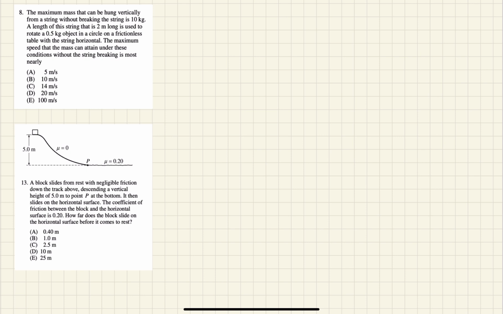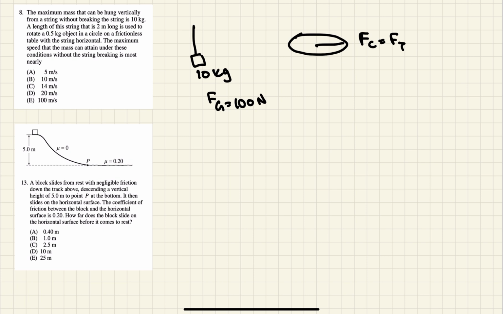So this one's a circular motion problem, basically saying if you have a string that can hold a 10 kilogram mass, well, what force can it hold? I'm going to use g as 10 here. That's going to be Fg is equal to 10 times 10, or 100 newtons. And so that is basically the maximum tension force of the string. Now, if you spin it around in a horizontal circle, that means the centripetal force, which is the tension force in this case, would also be 100 newtons.